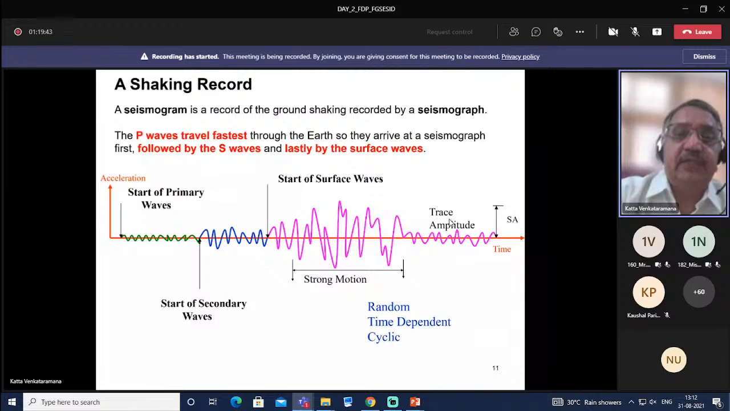Shaking record is shown here. We call it the seismogram, the record of the ground shaking. So body waves are further classified as primary waves and secondary waves. So first primary waves reach, then secondary waves, then surface waves.